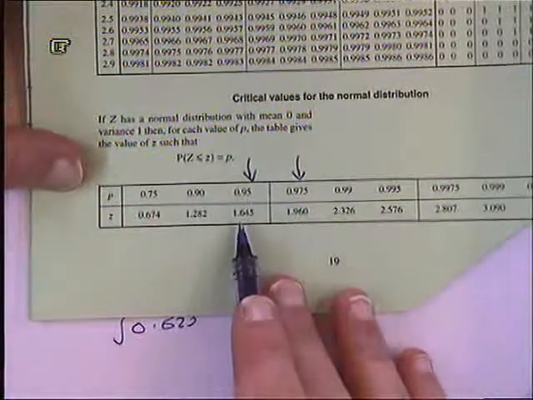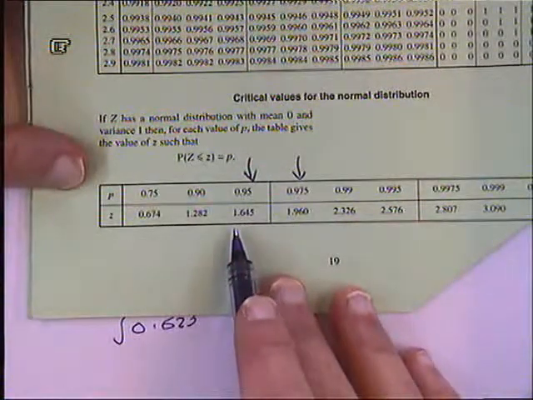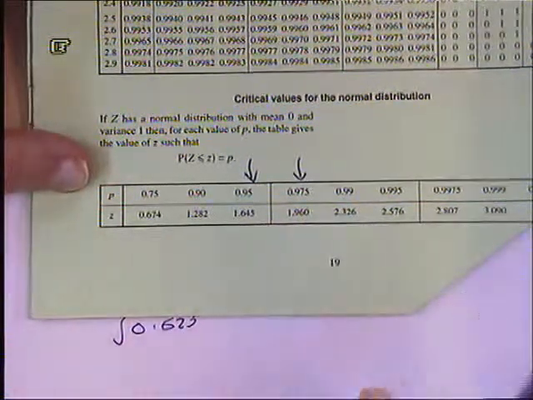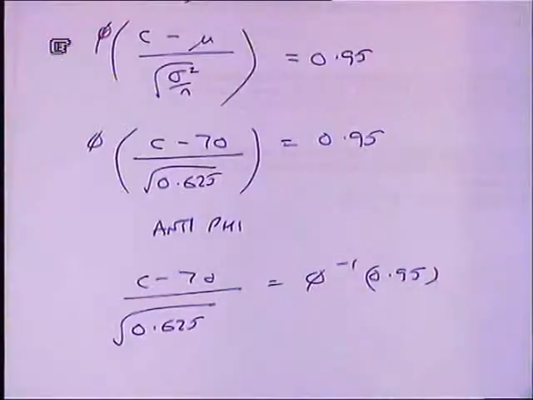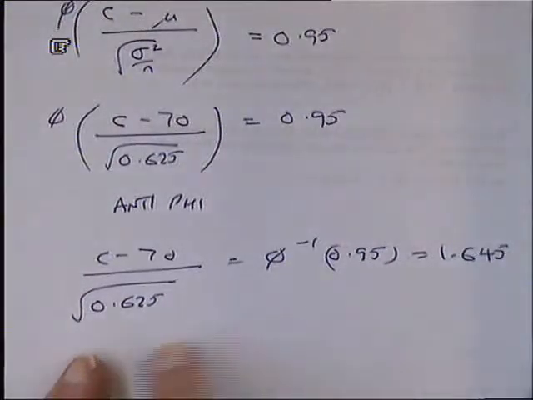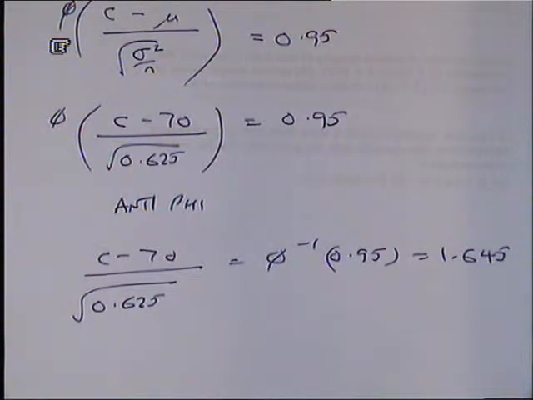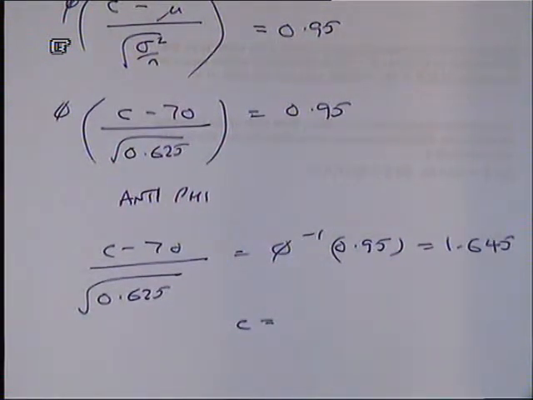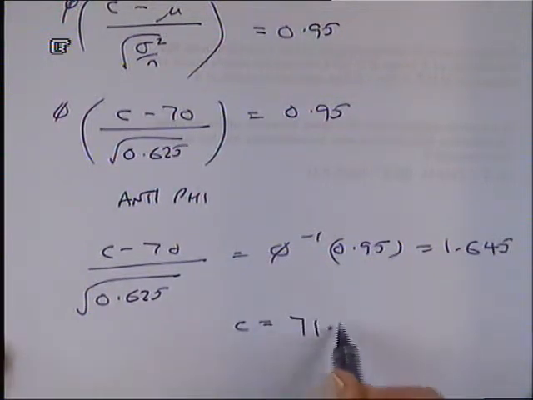This 0.95 one here is used for one-tail tests at 5%. This one here is used for two-tail tests at 5%. You'll be using these values an awful lot. You will remember them soon. So that's where that's coming from. So yeah, that one there is 1.645. So you now rearrange that equation to find out what C is. Can you just get your calculators out, rearrange that to find out what C is, our critical value? 71.3, did you say? I've got 71.3 here. Okay, 71.3 should be what we've got.